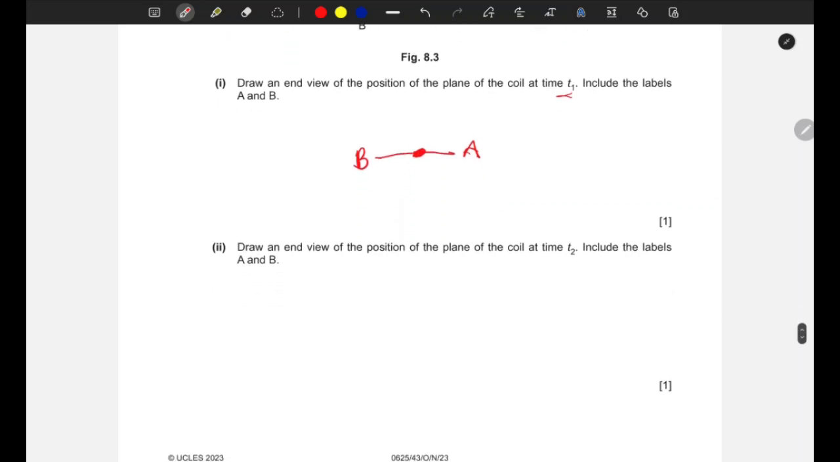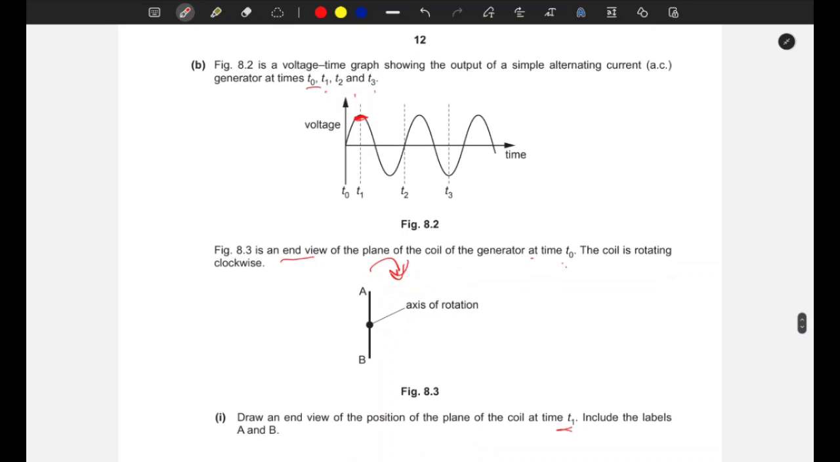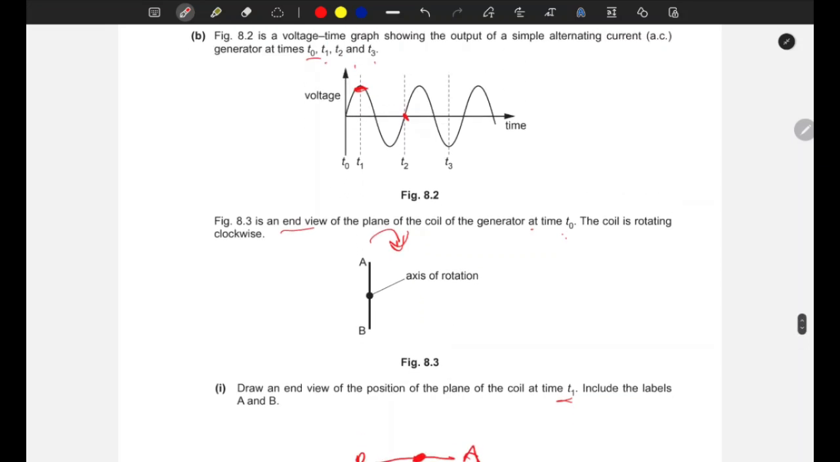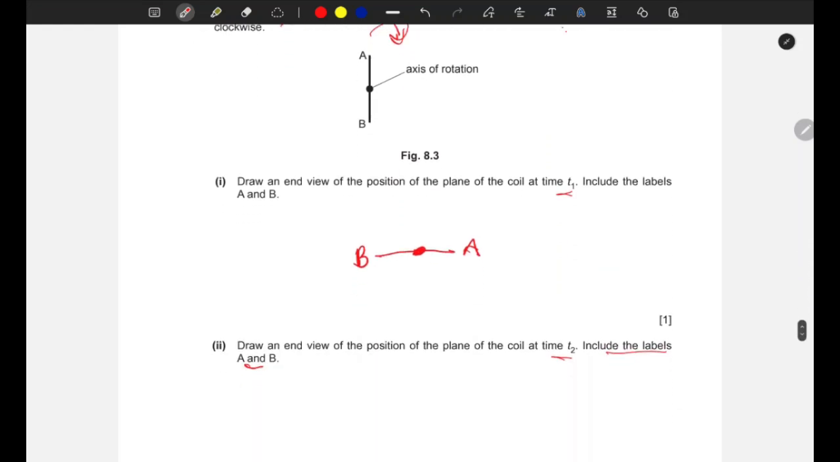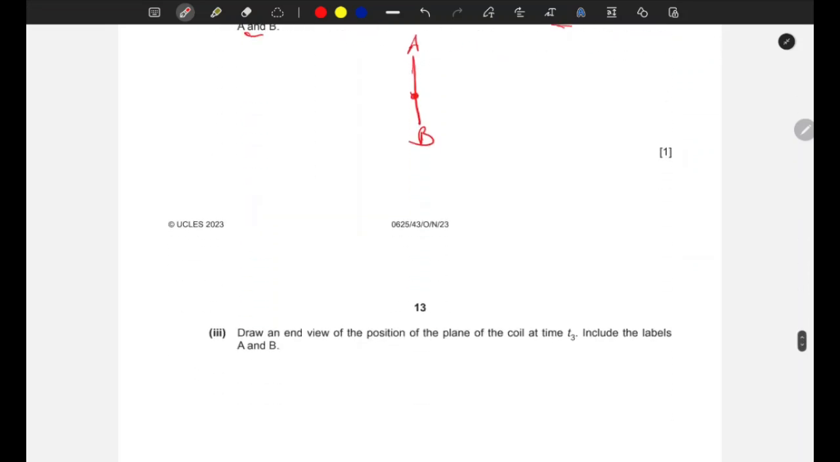Part 2. Draw an end view of the position of the plane of the coil at time t2. Include the labels A and B. So at time t2, it has returned to its original place. Since t2 is one wavelength away, that means it's a whole rotation, so it would return to its original position. We have A and B. Yeah, that's the original position.